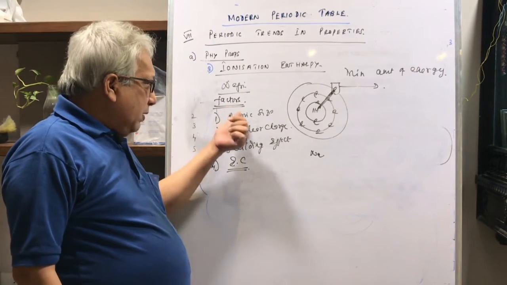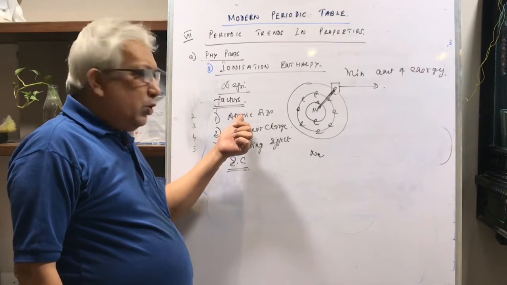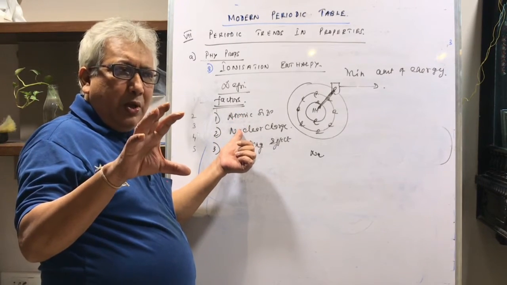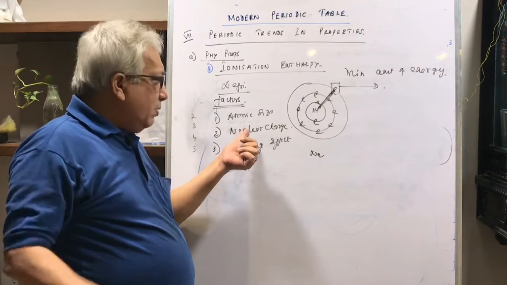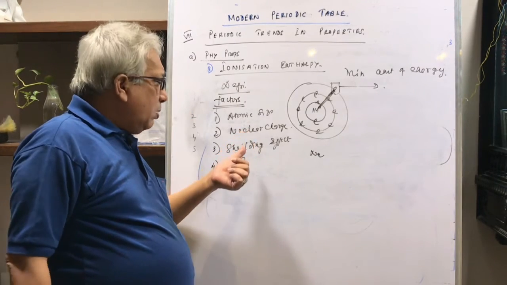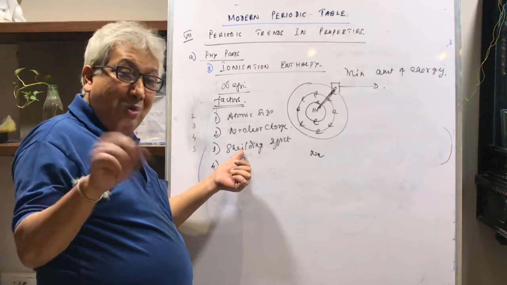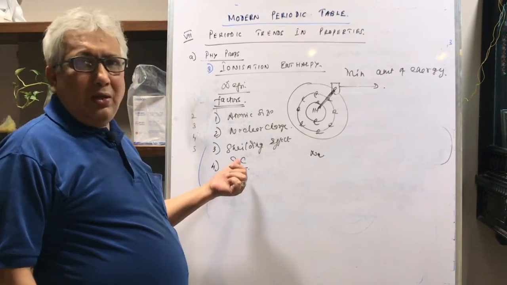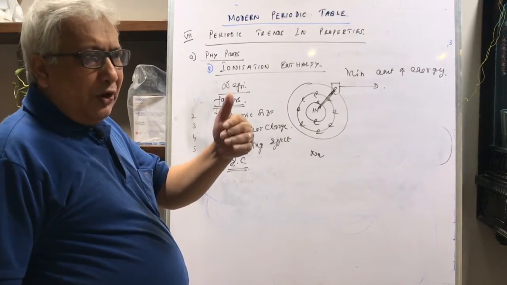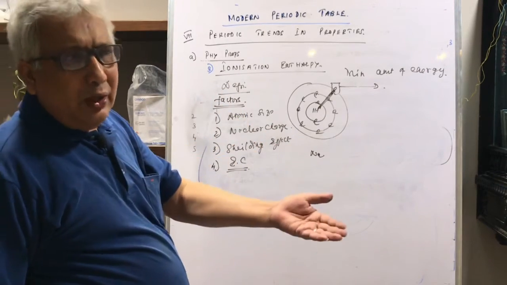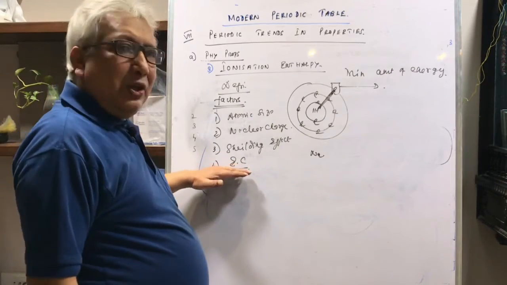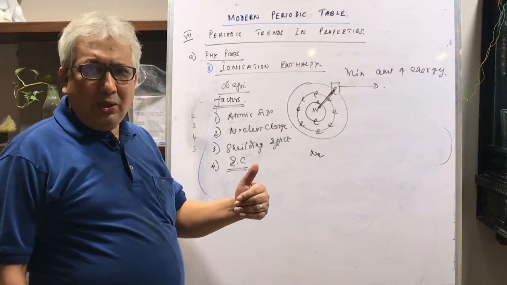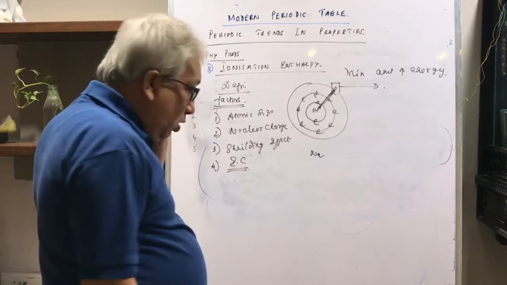Okay, atomic size, smaller the atomic size, more the ionization enthalpy. Nuclear charge, more the nuclear charge, atomic size remaining the same, more will be the ionization enthalpy. More the shielding effect, less will be the ionization enthalpy. And electronic configuration, well, that you have to see. If the electronic configuration is such that by losing electron they attain stability, then ionization enthalpy will be less. But if the electronic configuration is such that by gaining electron they will attain stability, then ionization enthalpy will be more.